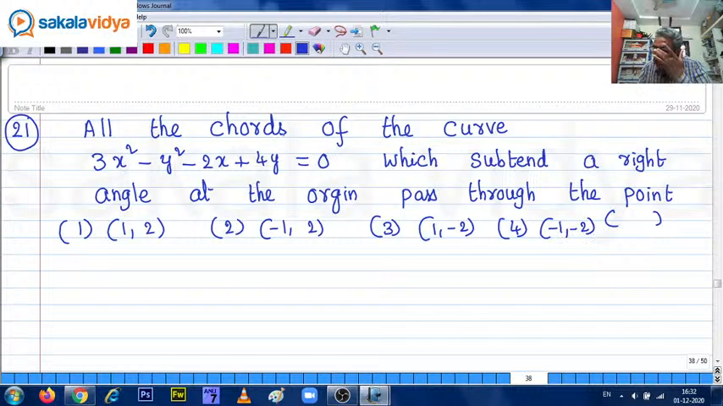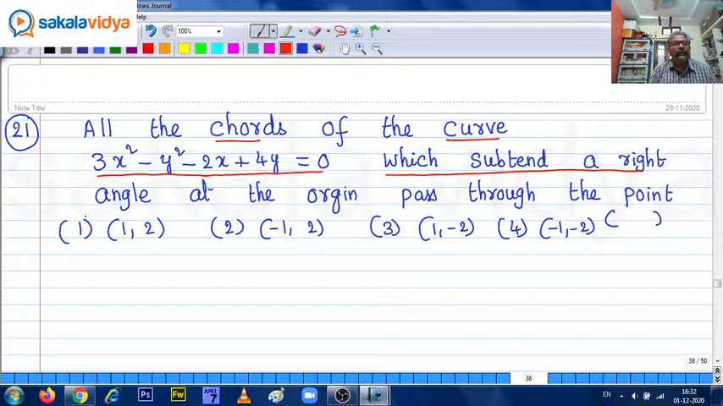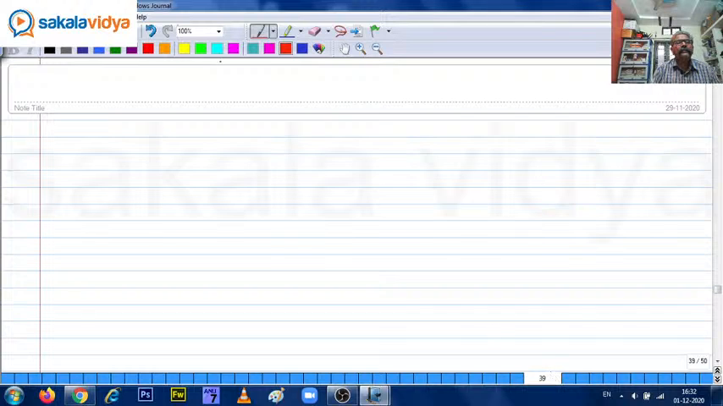See, check this question now. Actually, all the chords of the curve 3x square minus y square minus 2x plus 4y is equal to 0, which subtend a right angle at the origin, pass through the point. Yes, it is for JEE mains. Okay, now the 21st solution.